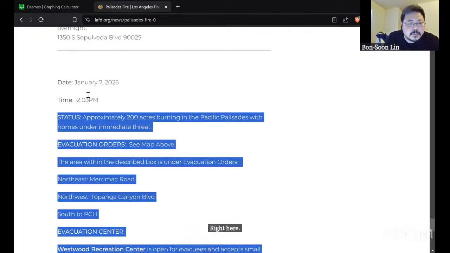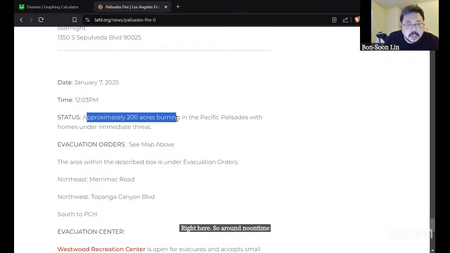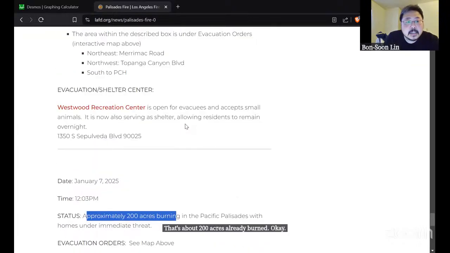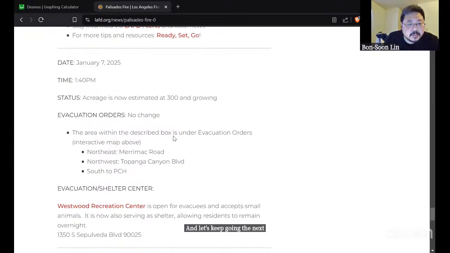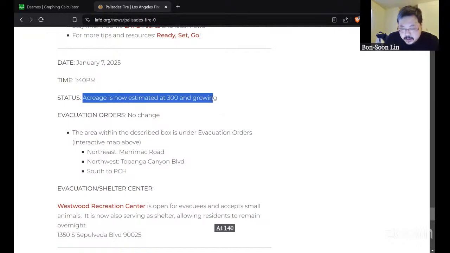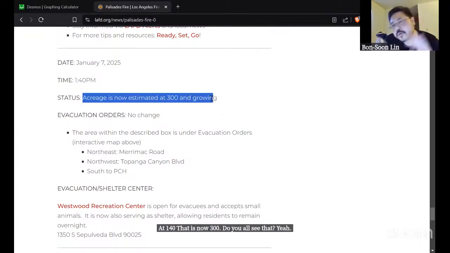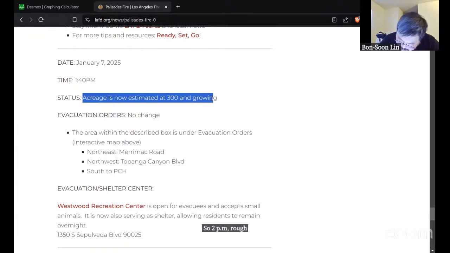So around noontime Tuesday, there's already 200 acres burned. I'm just writing this down. It's about 200 acres already burned. Let's keep going. The next moment is right here at 1:40. It is now 300. Do you all see that? Now 1:40, I'm going to round up to 2 p.m., there's too many decimals. So roughly 2 p.m., say 300 acres.